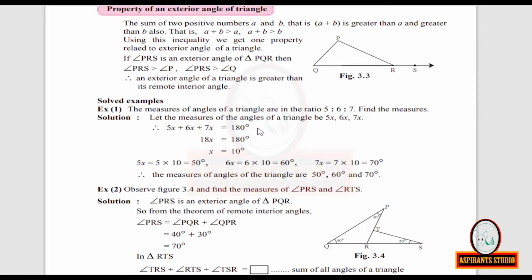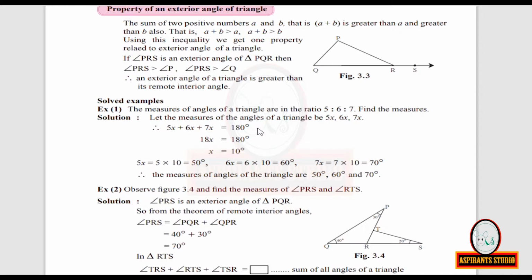You have to find the value of x. So bring 18 to the other side of the equal to sign. So x is equal to 180 degrees upon 18. Therefore x is equal to 10 degrees.